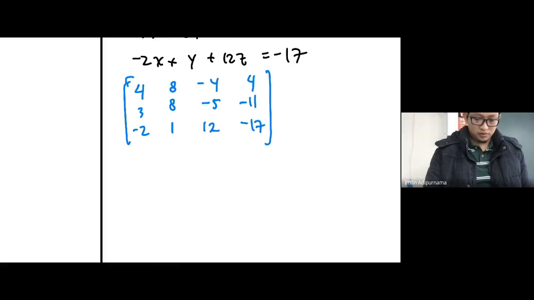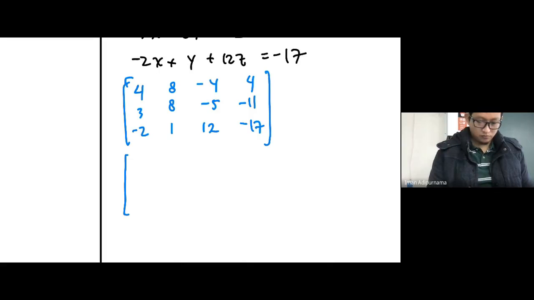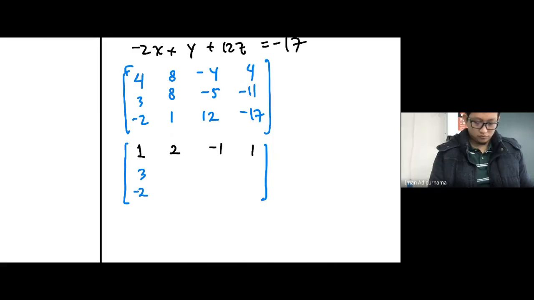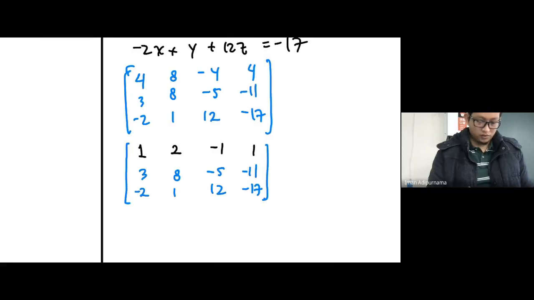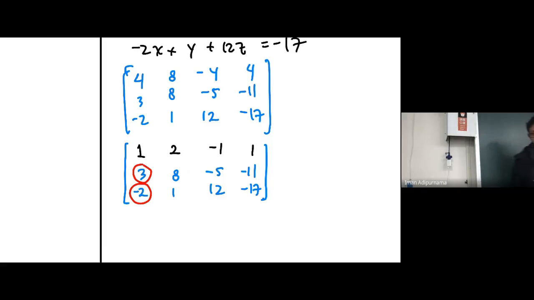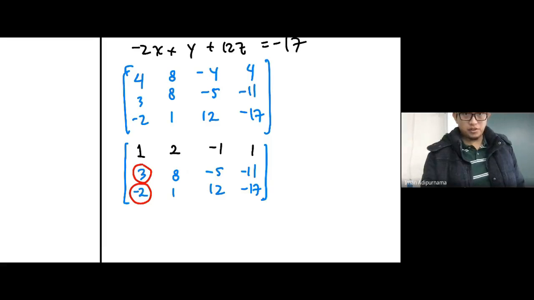Okay, let me solve this. This 3 and negative 2, they both need to be 0, right? Need to be 0. So let's compute them.